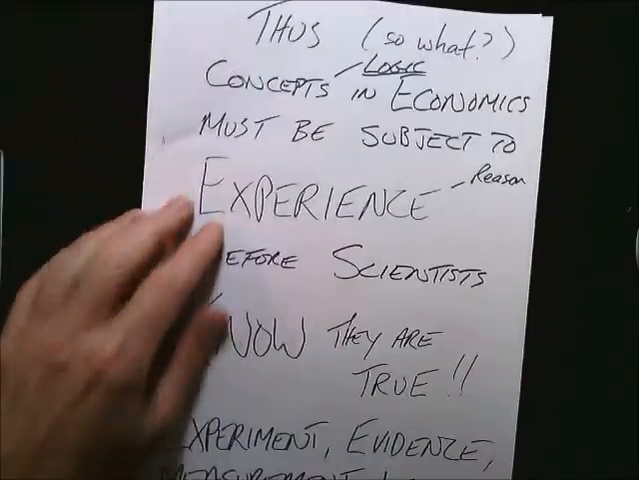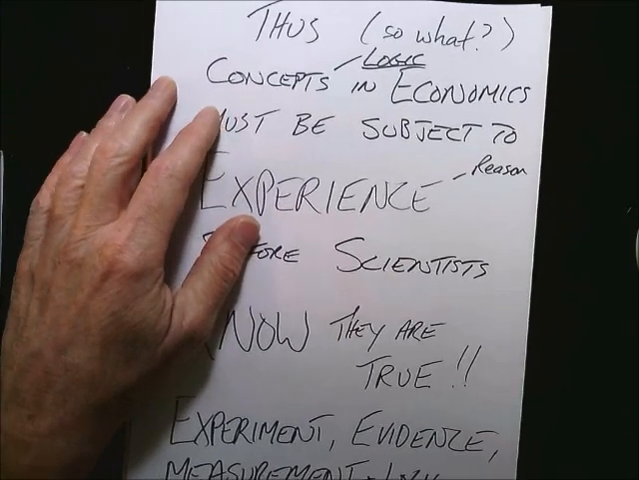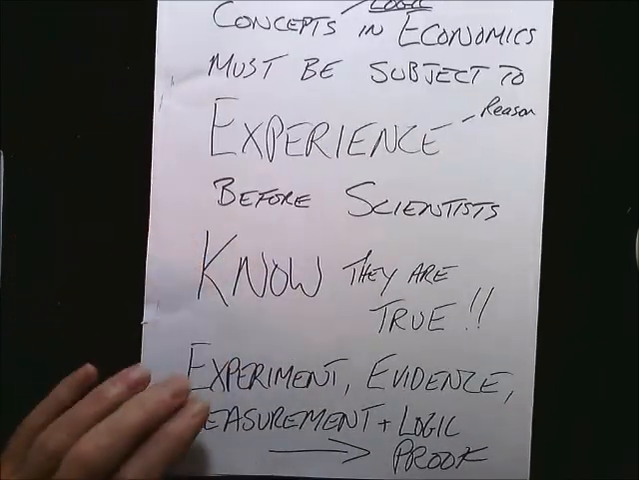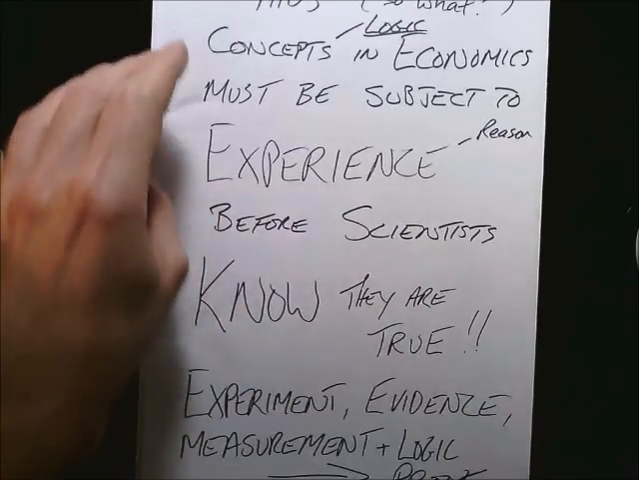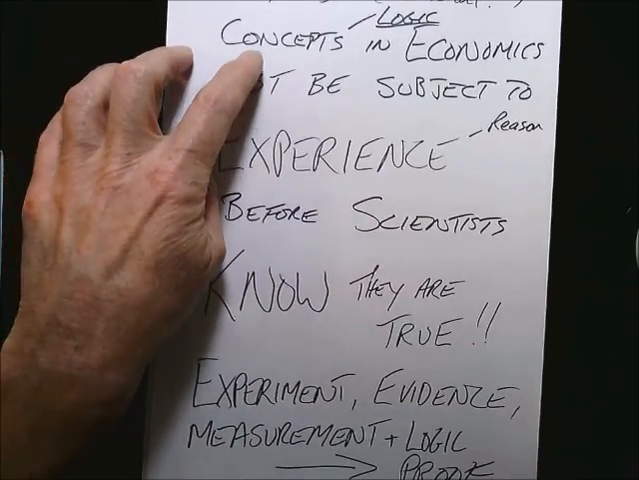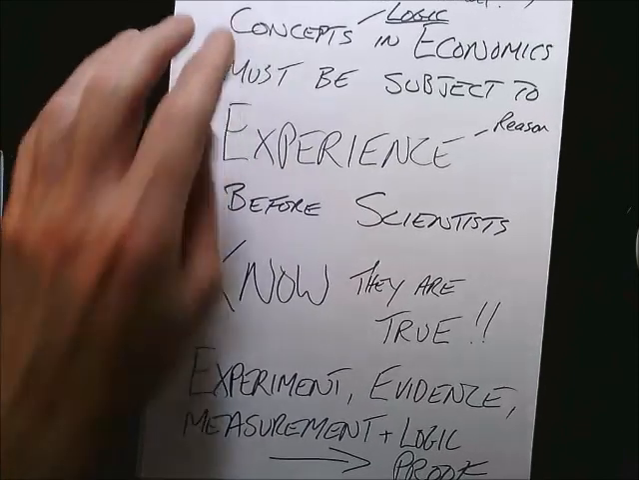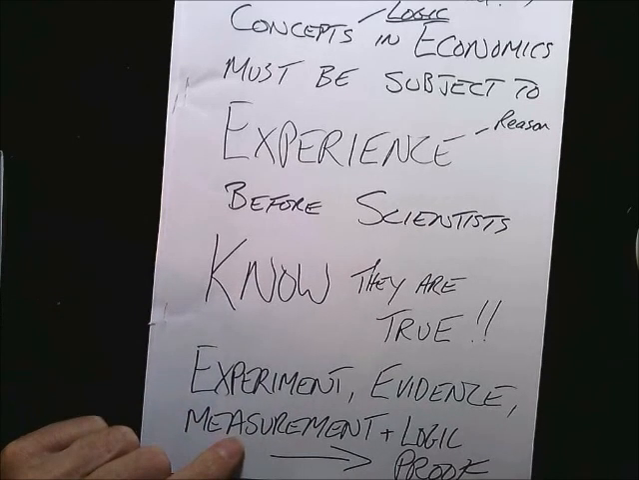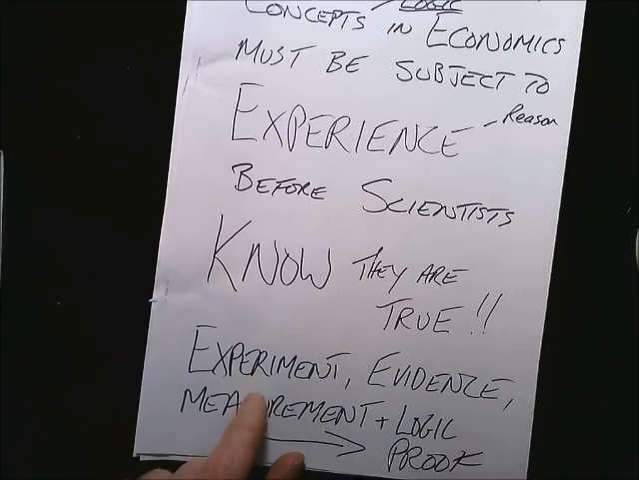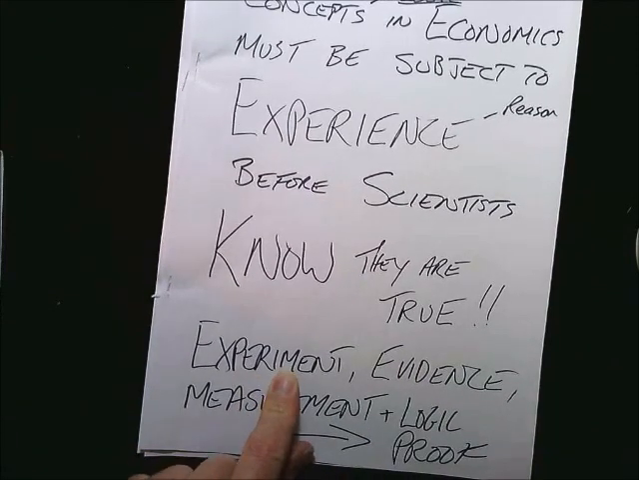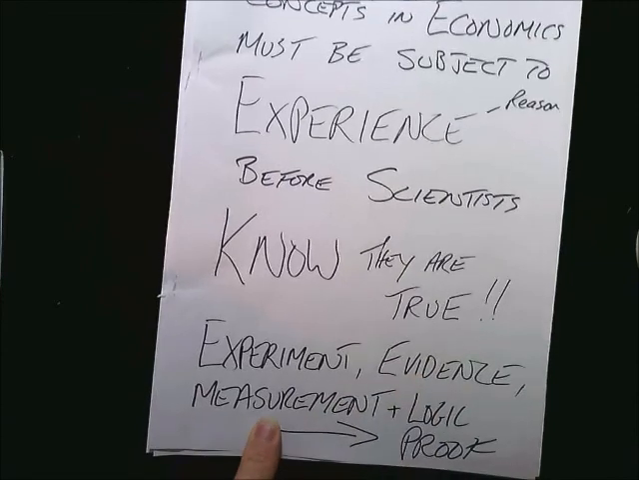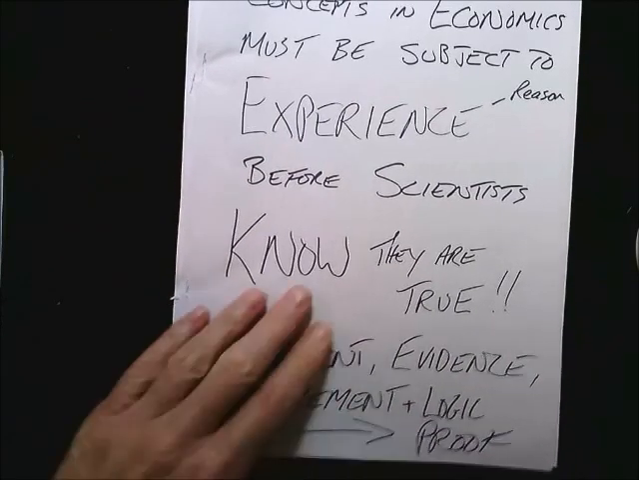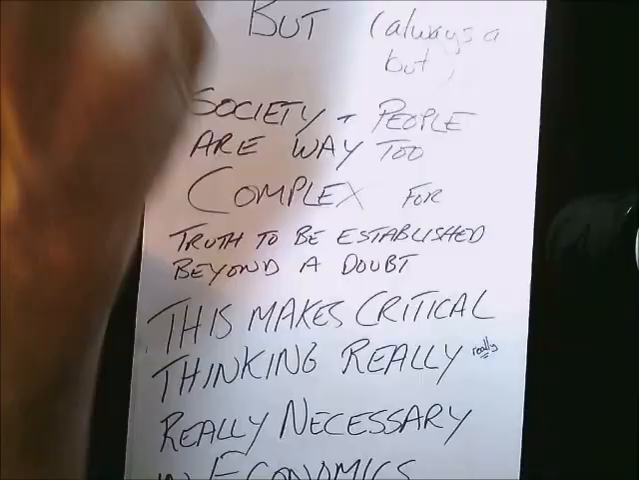Okay. So the important thing here is that concepts have to be subject to experience and reason before scientists know that they are true. So we've got to be able to go out into the world. We've got to be able to test our concepts. We've got to look at the logic of them, look at their assumptions, look at the boundaries. We've got to test them in order to know whether they're true or not. And theoretically, if we use experiments to create evidence, and we take measurements, and we apply logic, theoretically this results in proof. Okay, except in social sciences, and it doesn't.